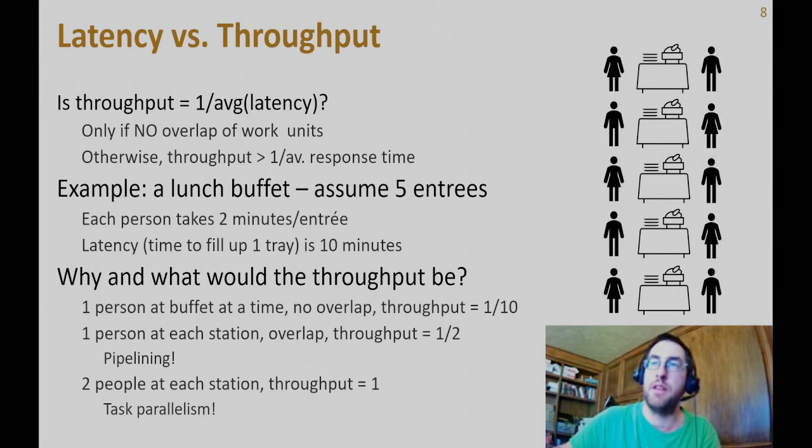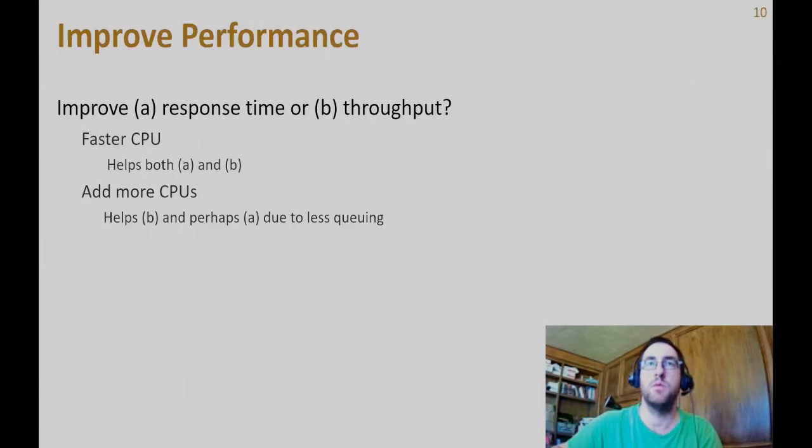Hard to do better than that without crowding people in at the same table. So we can improve performance by improving our response time or our throughput. If we make our CPUs faster, it's usually helpful for both. If we add more CPUs, it almost always helps throughput, but sometimes it hurts latency. And in general, computer architects historically have sacrificed response time in favor of throughput.